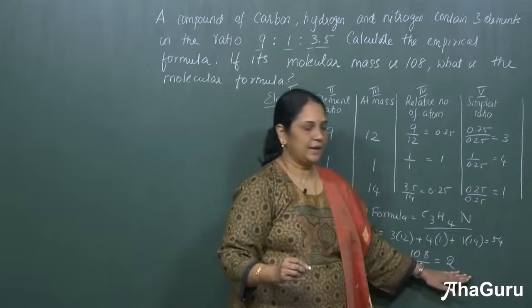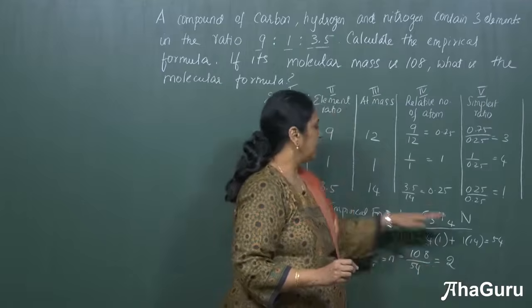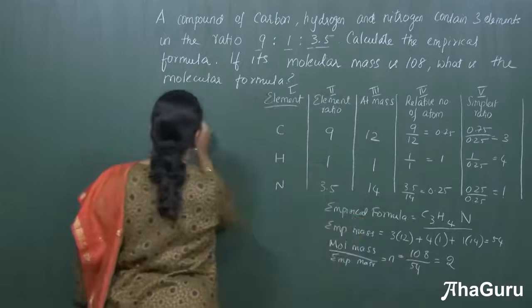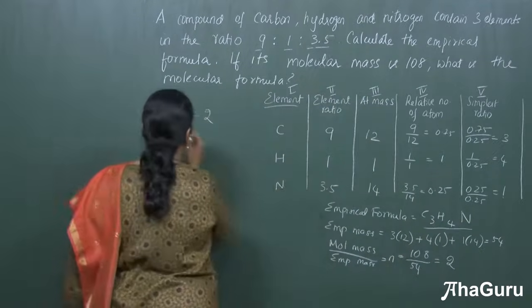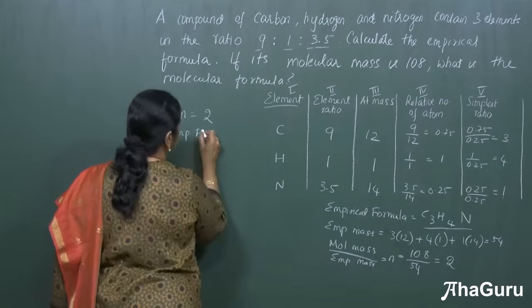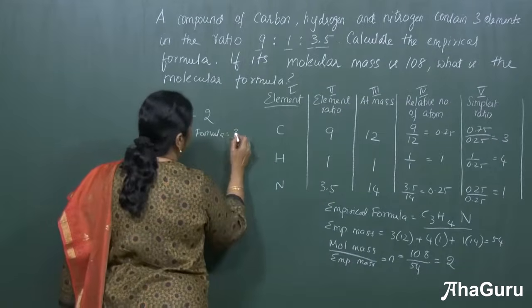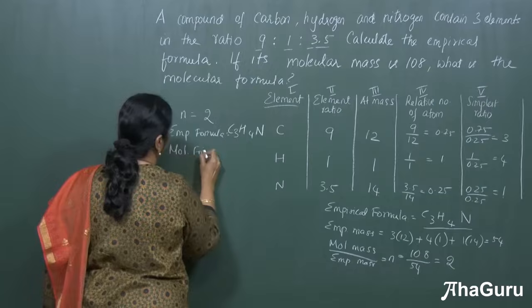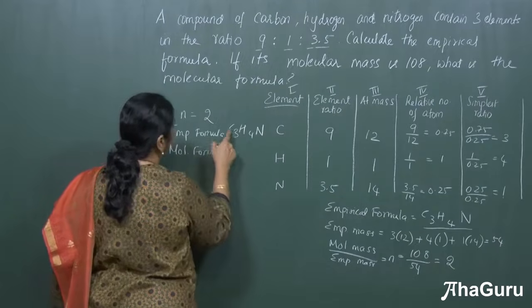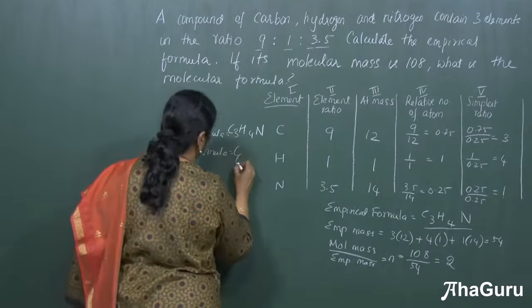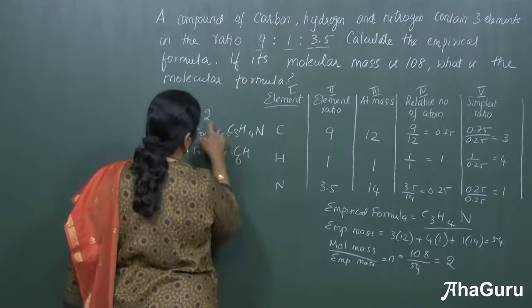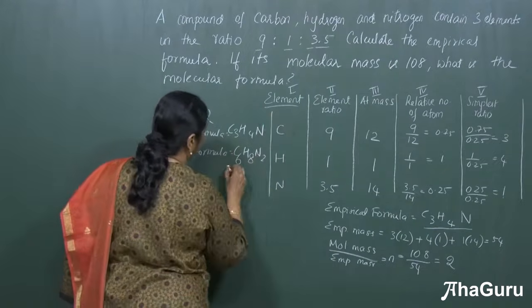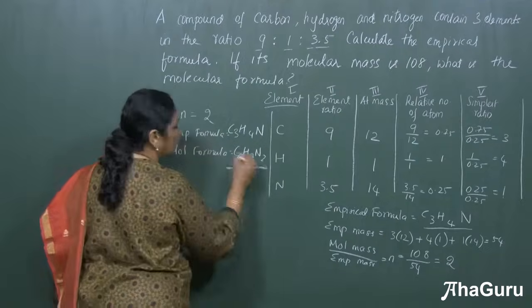Once you know this n value, multiply this value with the empirical formula, with every atom, okay. So now we know that n value equal to 2. And your empirical formula is C3H4N. So your molecular formula would be equal to, so 2 into the 3, so this will be C6, H4 into 2, H8 and N2. So this is your molecular formula, okay. This is how we calculate.